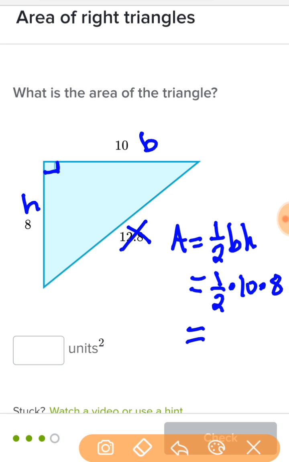And this time, since this is the last one, I'm going to show you that you could have multiplied 10 by 8 first and bring down the half, because the order doesn't matter if you're doing all multiplication. So if I bring down the half and then do 10 times 8, that would be 80. So now I'm going to take half of 80. And half of 80, again, means 80 divided by 2. And 80 divided by 2 is 40. So either way it goes, my area will be 40 units squared.